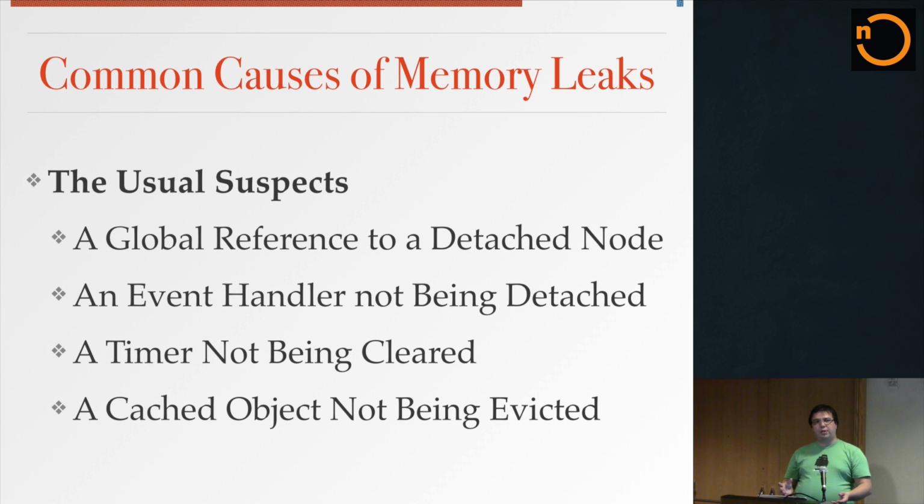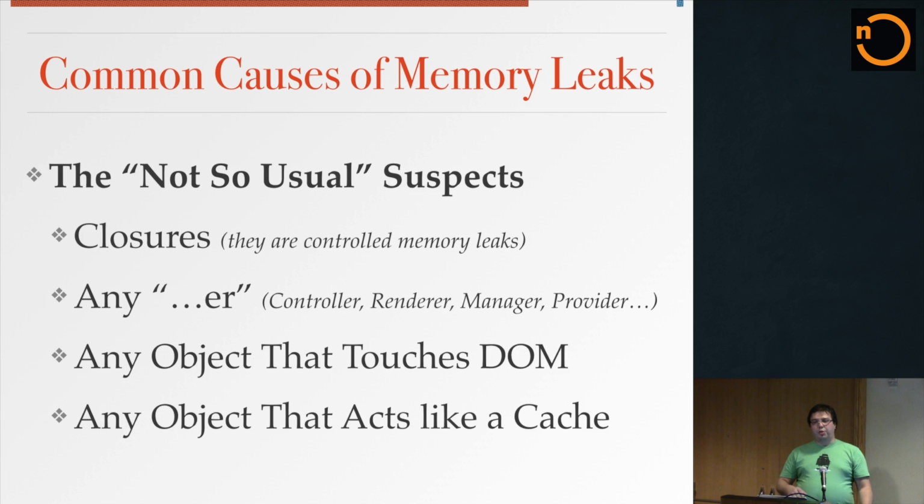And the other is timers. Most of the time you find dangling timer references that can leak memory. Also cache objects that are not being evicted can cause memory leaks. And there are some not-so-usual suspects as well. One of them is closures, because closures are a controlled chunk of memory, and you might have a cache object inside the closure that's growing in size and you're not aware of it. Any "-er" objects like manager, renderer, controller, provider can be a candidate for a memory leak. Any object that touches the DOM can leak, and any object that acts like a cache may leak.